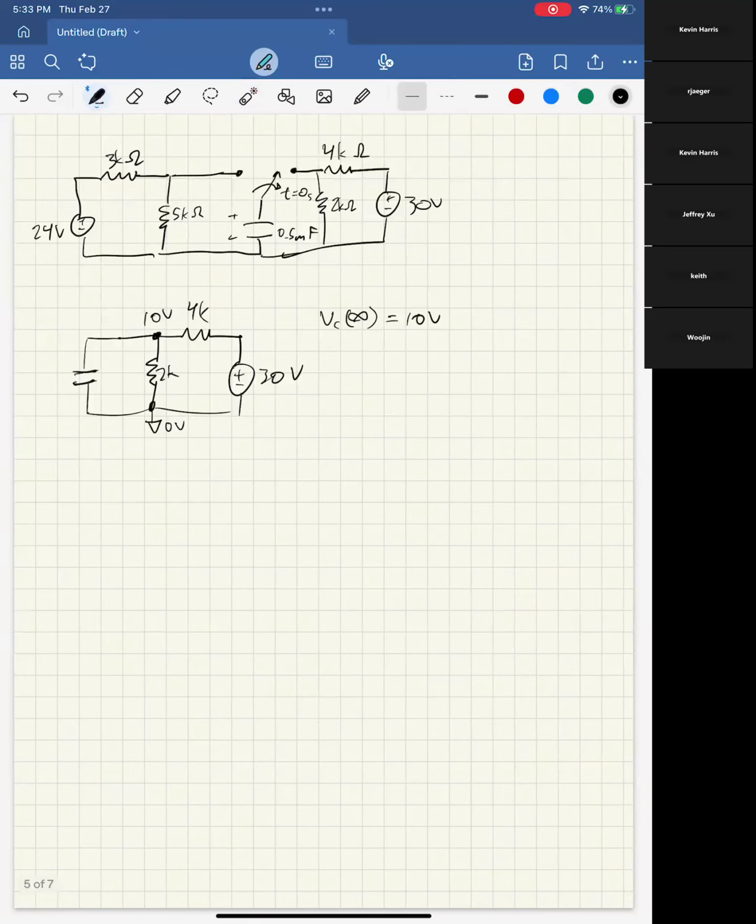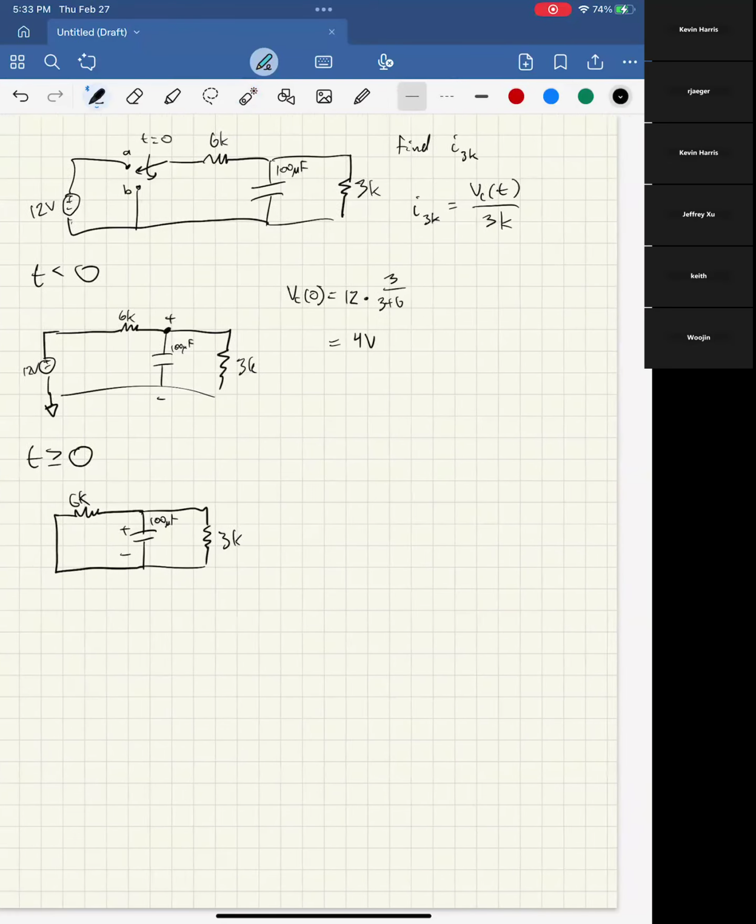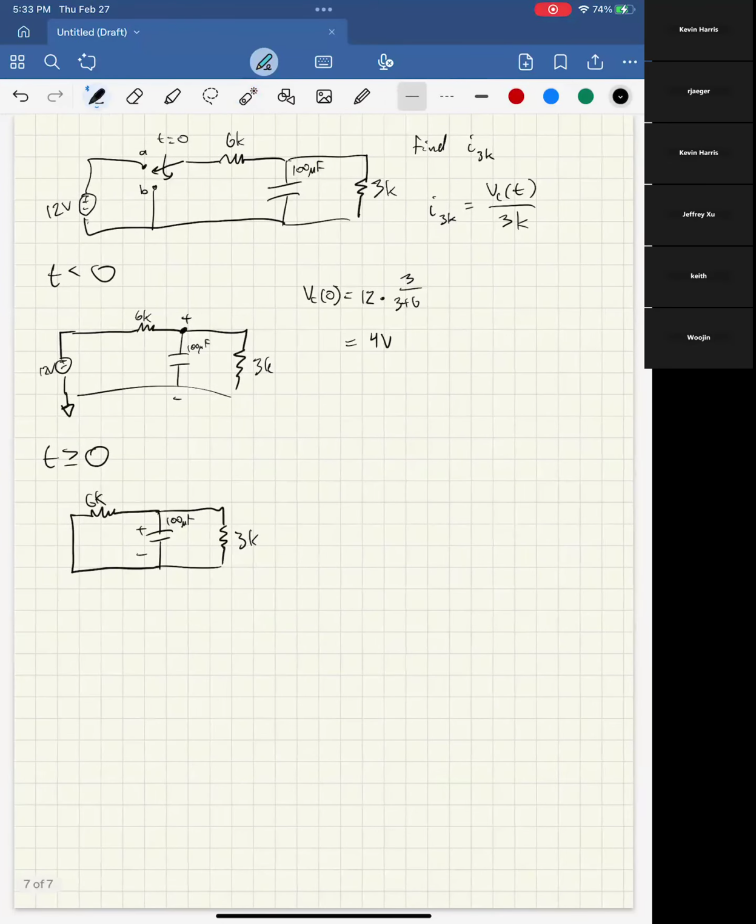So where was I? Here. What we still need to find is tau equals RC. If you look at this from the perspective of the capacitor, the two resistors are in parallel. So tau equals 100 microfarads times the 6K in parallel with the 3K. I don't know if you've seen this notation before, but it's a very nice way to write that things are in parallel with each other.